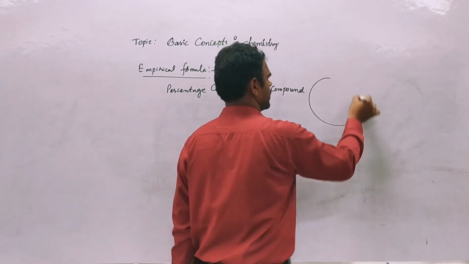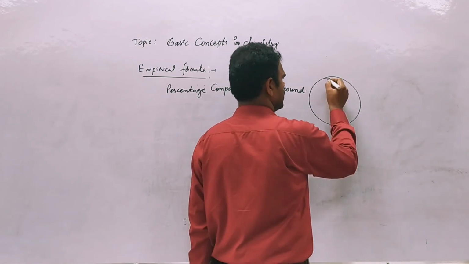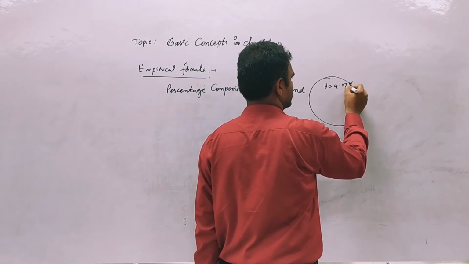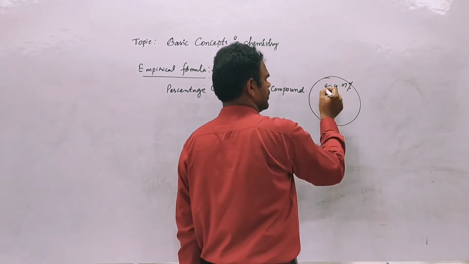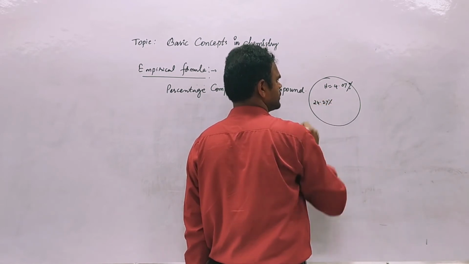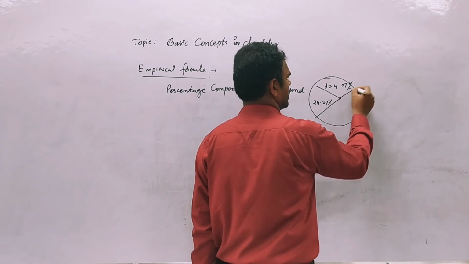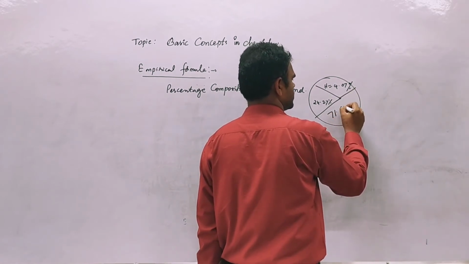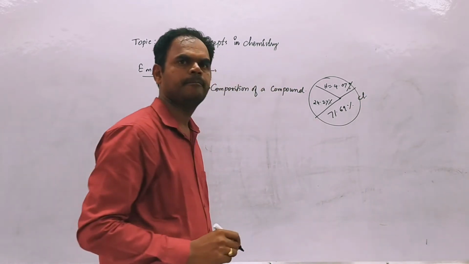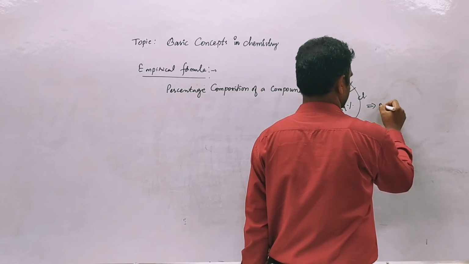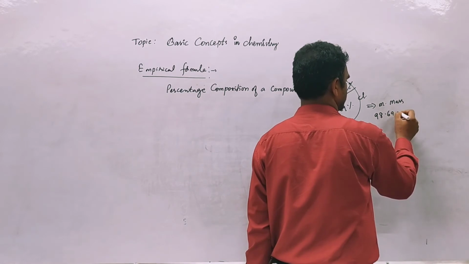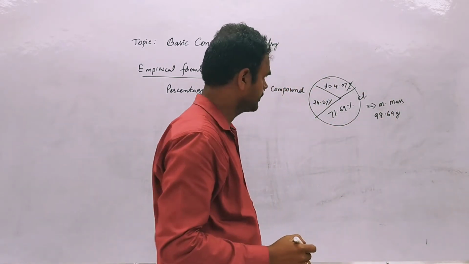For example, here is a compound. The percentage composition of hydrogen is 4.07%, carbon is 24.27%, and 71.69% is chlorine. The molar mass of this compound is also given: 98.69 grams.